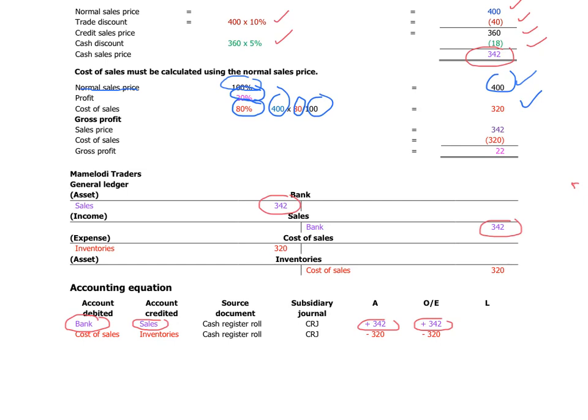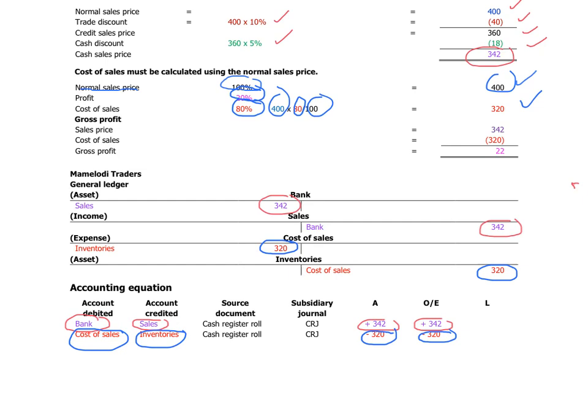I will record this 320 Rand and show that cost of sales account is debited because expenses increase on the debit side. So in the accounting equation, I will debit cost of sales, show that the profit decreases with 320, so the profit and equity will decrease with 320. I will credit the inventories account because the asset decreased on the credit side. And if I decrease inventories on the credit side, I have to show that my assets decrease with 320.